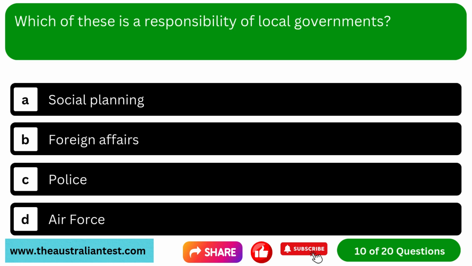Question 10. Which of these is a responsibility of local governments? Option A, social planning. Option B, foreign affairs. Option C, police. Option D, Air Force.